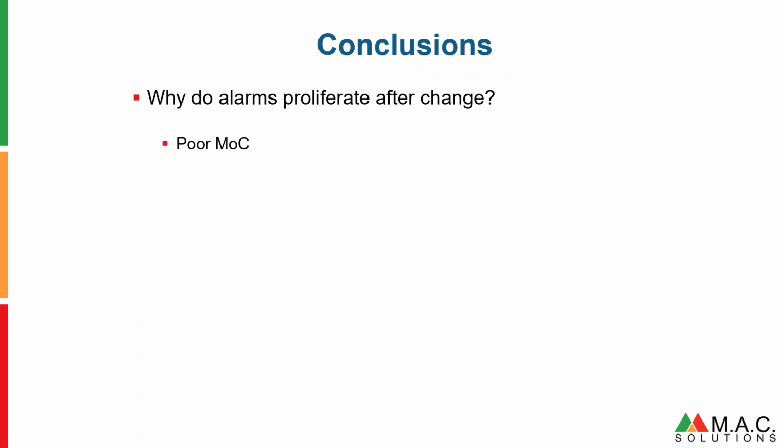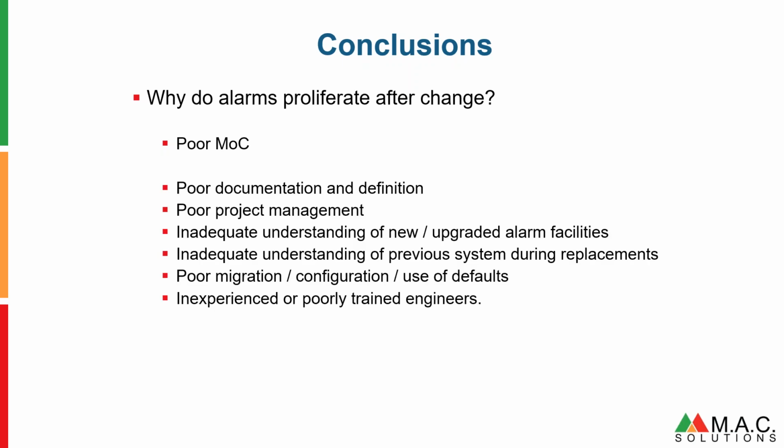Why do alarms proliferate? Poor management of change, not controlling your change properly, poor documentation, all the things I mentioned on the early slide, not understanding the newer upgraded alarm facilities, inexperienced engineers, poor configuration, use of defaults, inadequate understanding of the differences between two systems if you're replacing a system. These are the kind of things that you need to keep an eye on, and don't forget the project manager who didn't do software testing that I mentioned earlier.